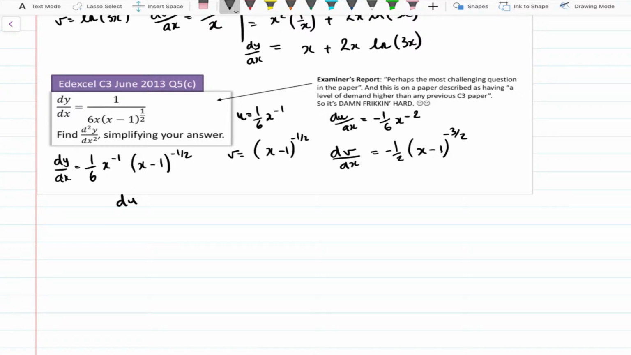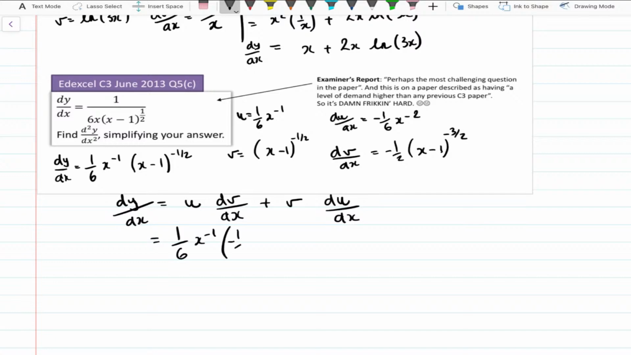So d2y by dx squared is equal to u dv by dx plus v du by dx, which is equal to u, which is 1 over 6x to the minus 1, times dv by dx, which is this minus a half, times x minus 1, all to the power of minus 3 over 2, plus v du by dx, which is the x minus 1 to the minus a half, times minus 1 over 6x to the minus 2.